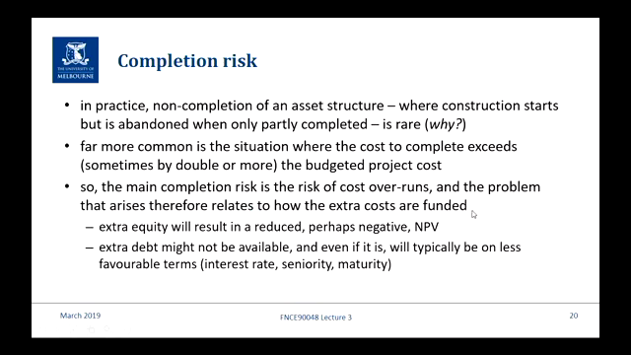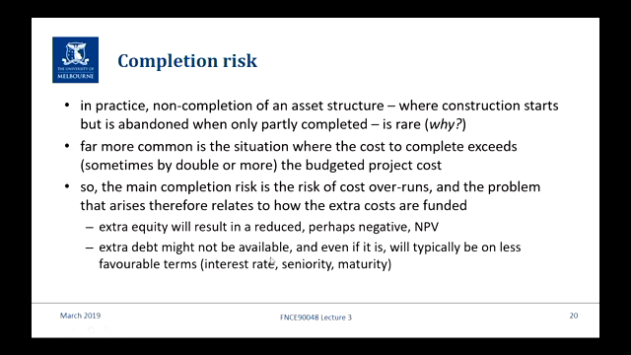And the problem relates to how the extra costs are funded. And we did touch on this last week when I said, okay, if our $1 billion project ends up going to need 1.2 to complete, where did the extra money come from? Well, it's often extra equity. And I've spoken about the fact that it's a reduced NPV just on the basis of doing the WACC calculation. It increases the discount rate.